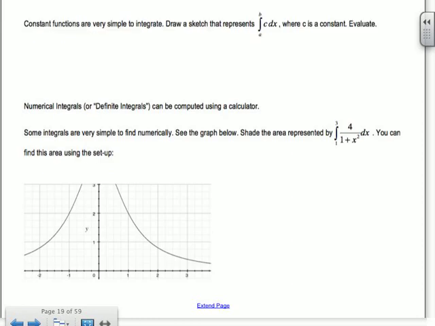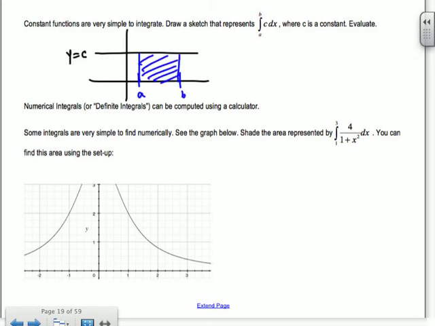Might go back. Okay, so constant functions are very simple to integrate. Draw a sketch that represents the integral from a to b of c dx. So c would be the line y equals c, and then you go from a to b. So your area, let's say c is a positive constant, would be height times width. So it would be c times b minus a.